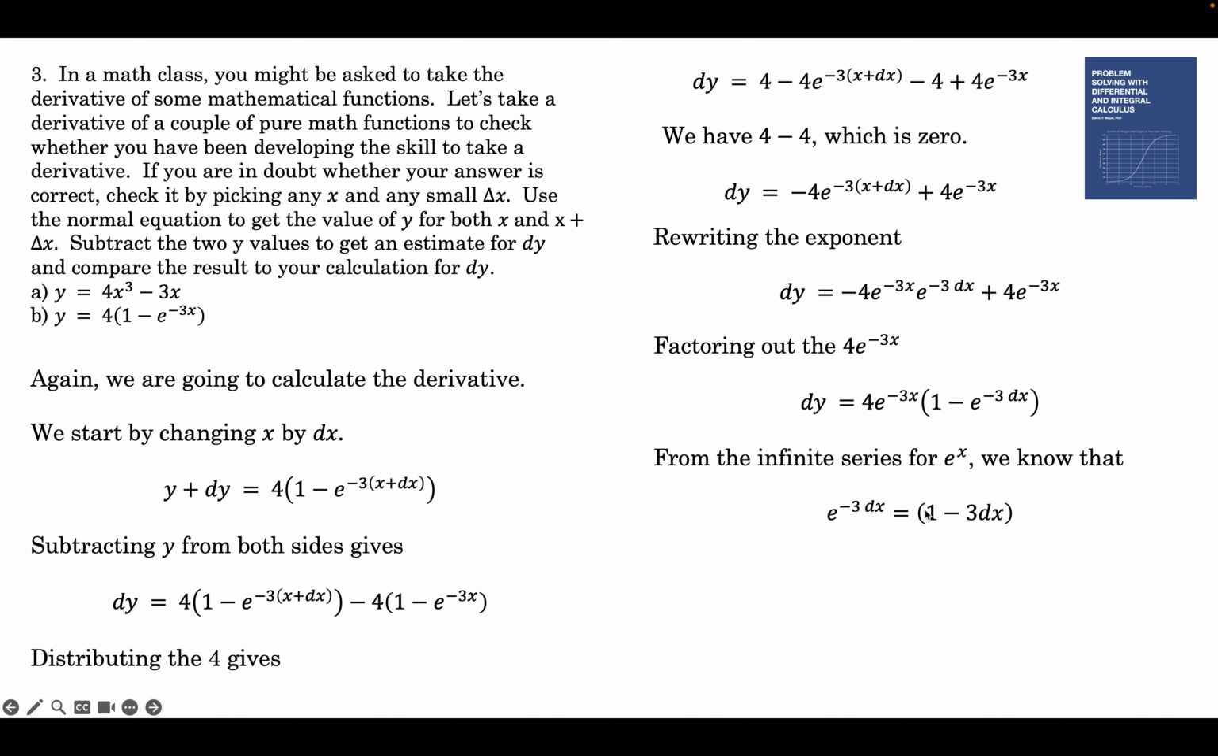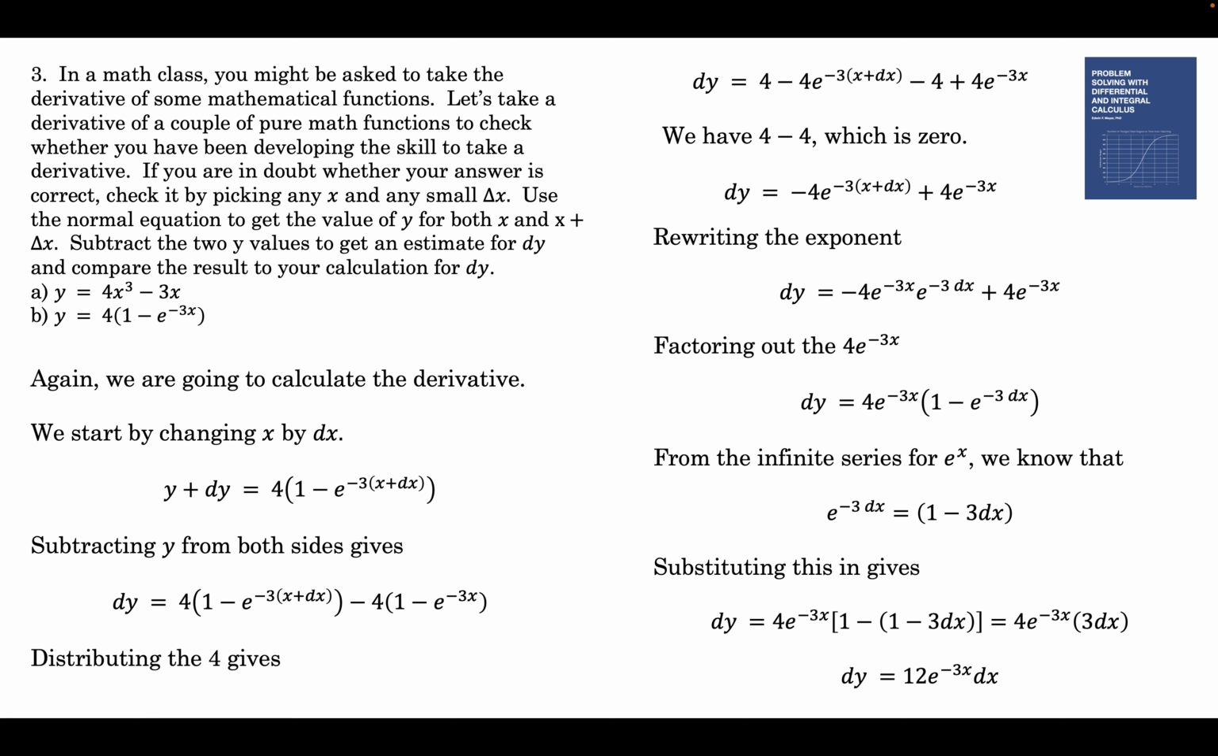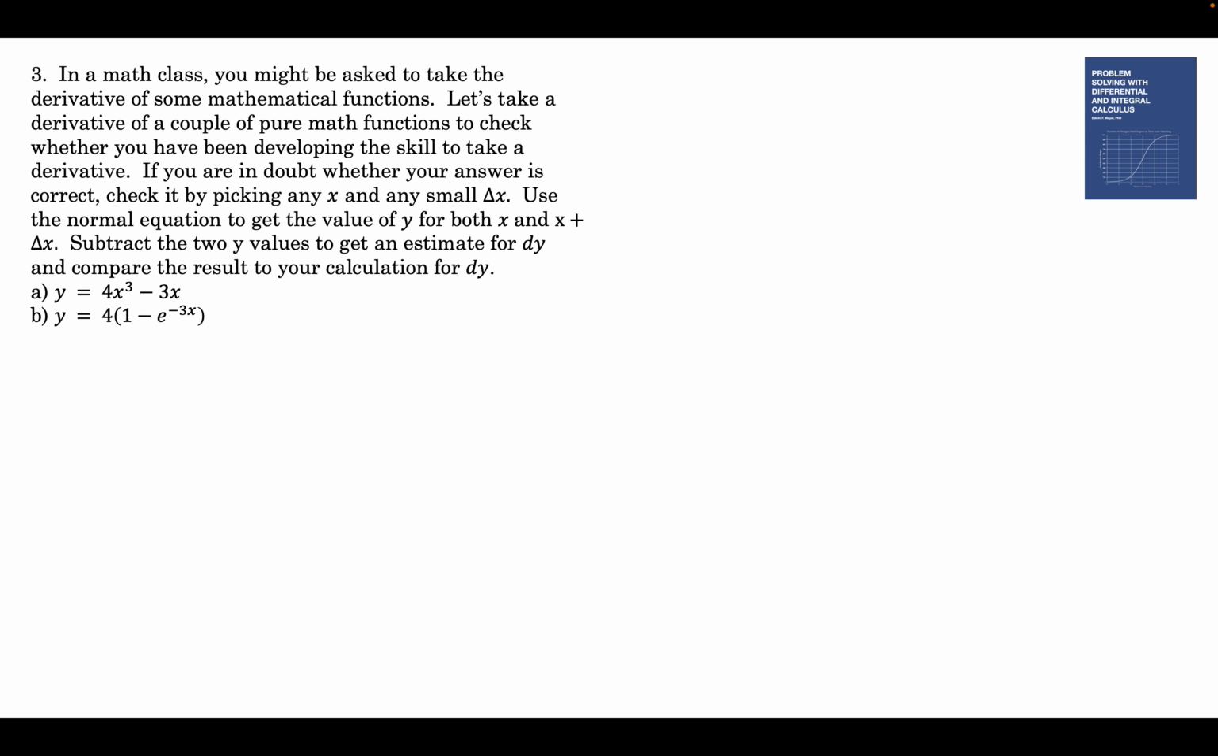So e to the minus 3dx is 1 minus 3dx, a little bit less than 1. We can substitute this in for e to the minus 3dx. There it is: 1 minus e to the minus 3dx. We're substituting in 1 minus 3dx. So we have 1 minus 1 minus 3dx, but that makes it a plus. So we have 4 e to the minus 3x times 3dx, which is 12 e to the minus 3x dx. That is the derivative. Hopefully.